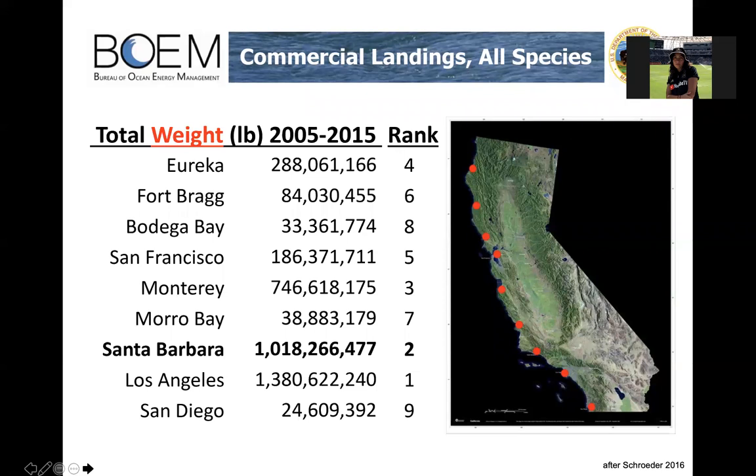And what you see from this is that we pull in the second most biomass of fish. LA pulls in more. Again, a lot of that is squid, which is very tasty and all that, but on a price per pound basis, it's not as valuable as some of the things that more typically come into Santa Barbara, like lobster and white sea bass and things of that nature.